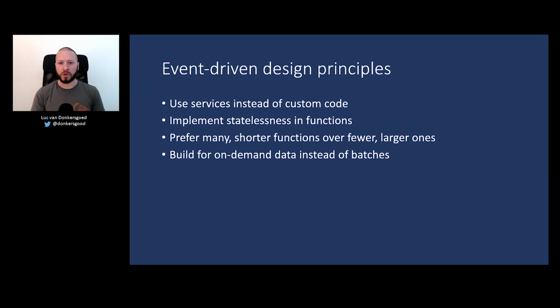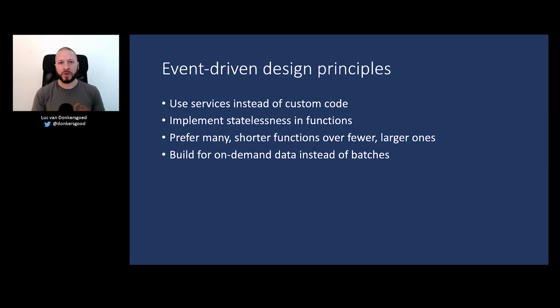And the first is to use services instead of custom code. So if there's a solution for which there is an AWS service available, use that service instead of trying to build the solution yourself. A common example is if you have a messaging requirement or a queue requirement, you use SQS instead of implementing your own queue service, because it is unlikely that you will be able to build a service that is as reliable and as durable as an AWS managed service.